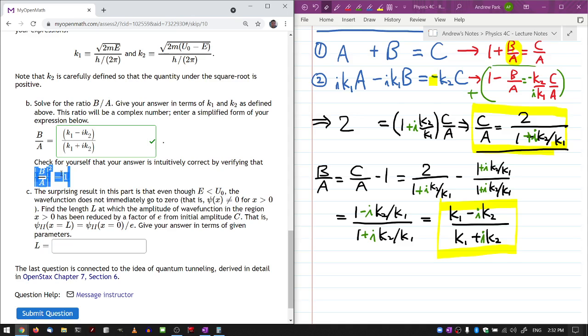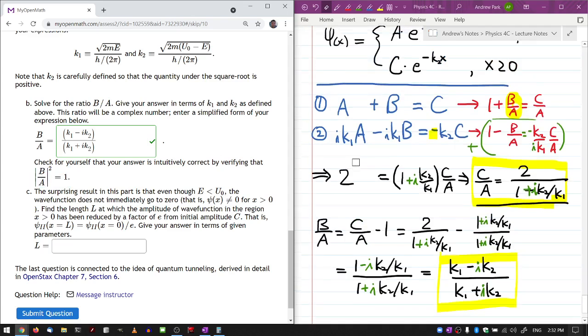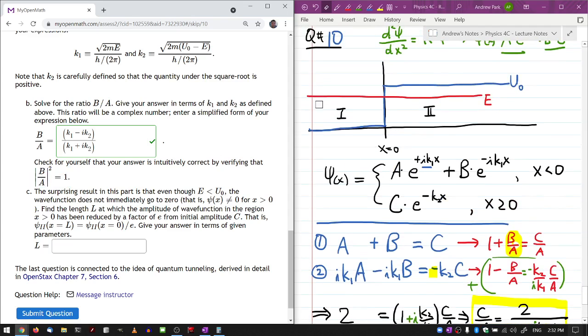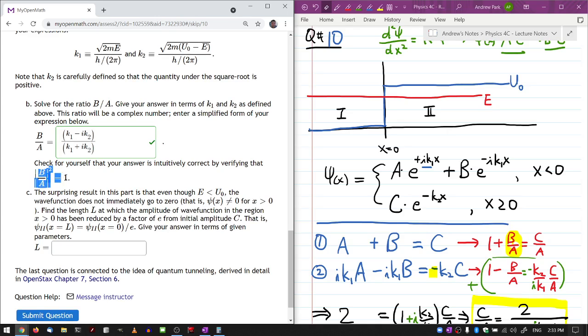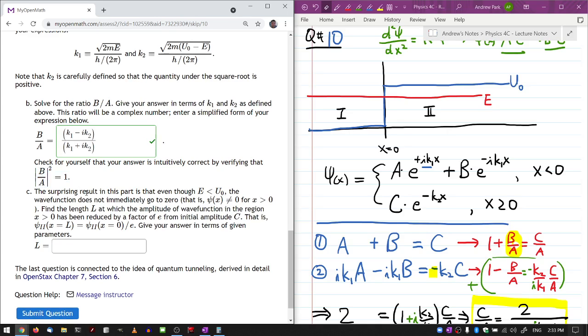And this is intuitively correct. When you have a situation like this, where the incident particle doesn't have enough energy to overcome the barrier, you should expect the particle to all bounce back. And this result is saying that it does. So that's what I mean: intuitively, this result is what you should hope to see.